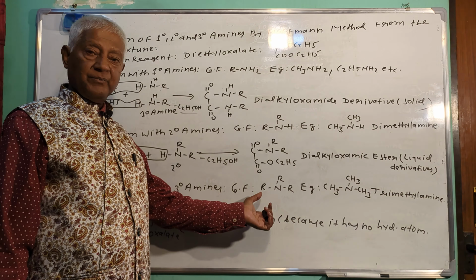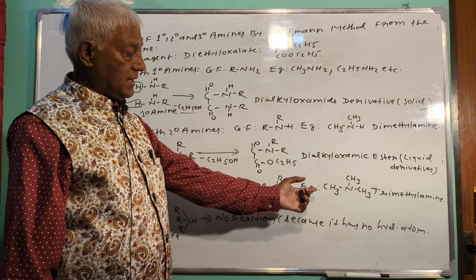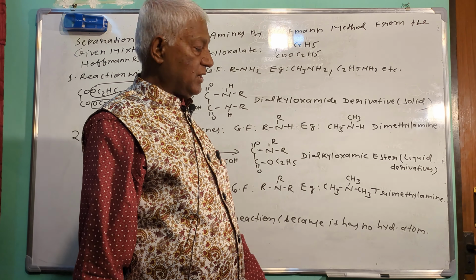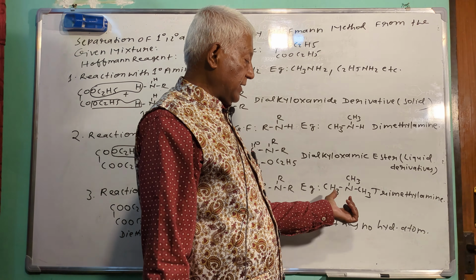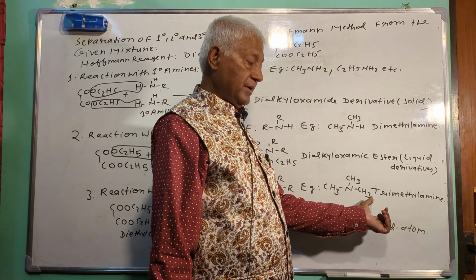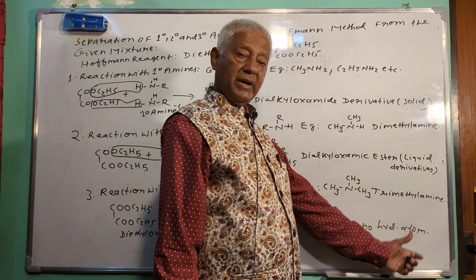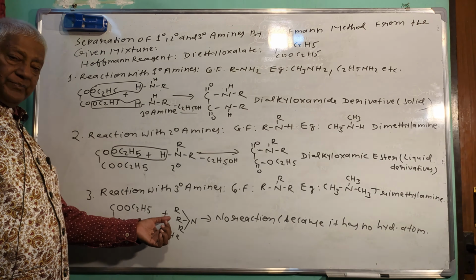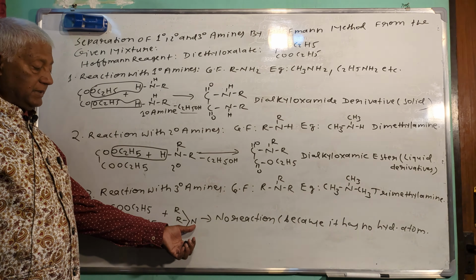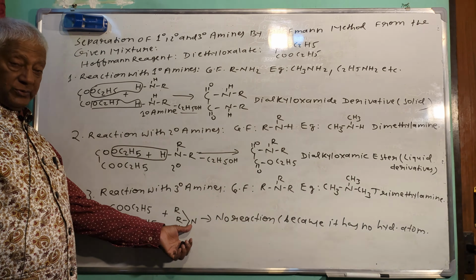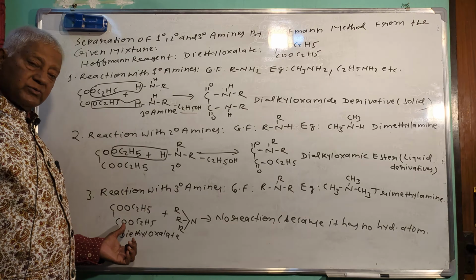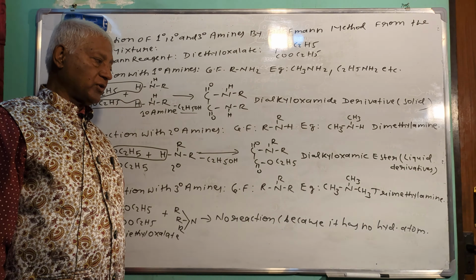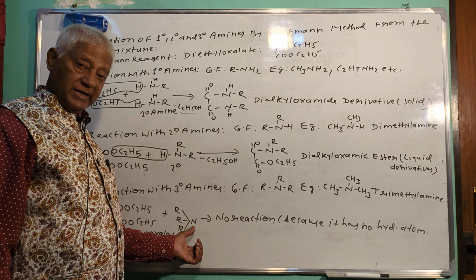What is the general formula? R3N. An example is like this: CH3 N, 3 methyl groups, trimethylamine. We can give any, but it is better to give one similar alkyl group. Now this is treated with diethyl oxalate. In this case, N has no hydrogen atom, so it does not react with diethyl oxalate. There is no reaction, because there is no hydrogen on the nitrogen atom.